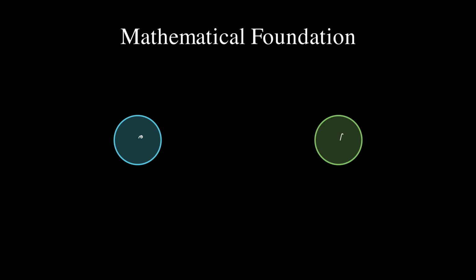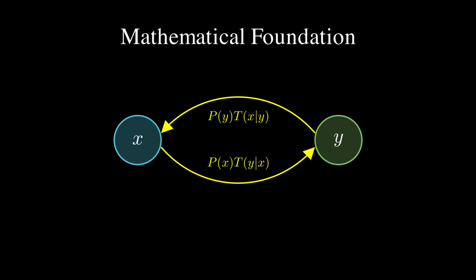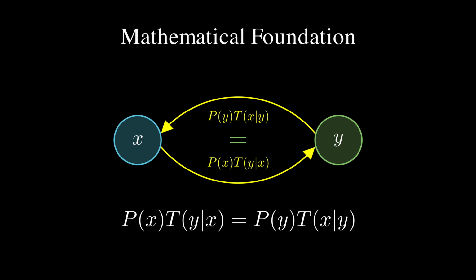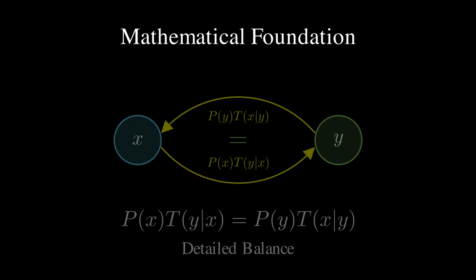The mathematical foundation ensuring all of this works is called detailed balance, and it's elegant in its simplicity. For any two states x and y, the flow of probability from x to y, which is p of x times T of y given x, must exactly equal the flow from y back to x, which is p of y times T of x given y. This bidirectional equilibrium, represented by those yellow arrows, guarantees that our target distribution is indeed stationary, and this condition is what we verify when designing new MCMC algorithms to ensure they'll converge to the right answer.